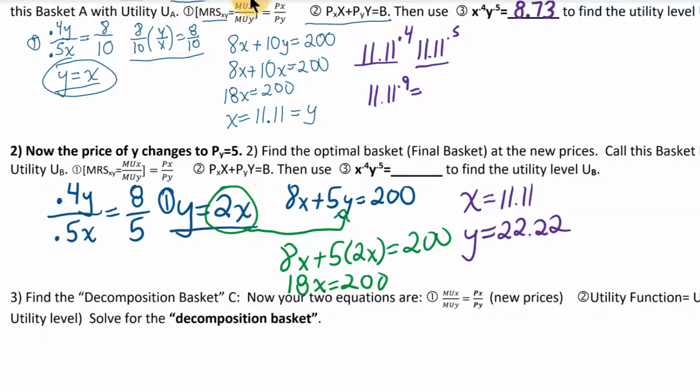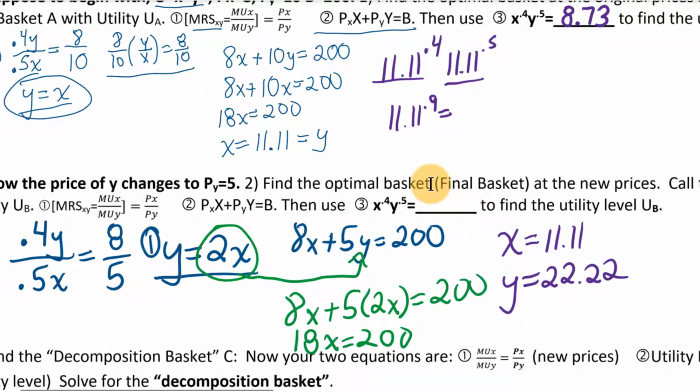Now, when we plug these values in, x to the 0.4 times y to the 0.5, and we figure out how much utility we get, our answer is going to be about 12.35 or so. It all depends on how many decimal places you carry these repeating decimals out for the x and the y. Somewhere around 12.35, you're good.